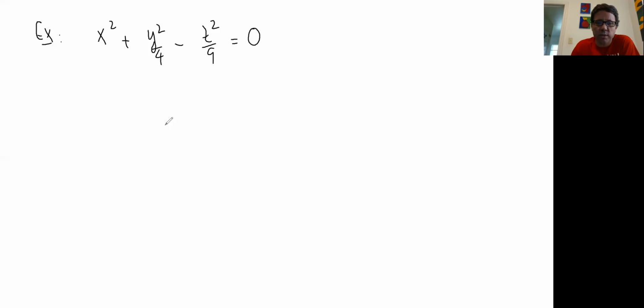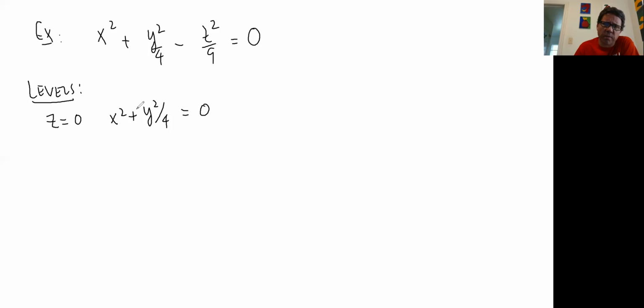So what does that one look like? Well, let's try them here. If z is 0, then I'll get x squared plus y squared over 4 equals 0. And we've seen that one before. The only way that can happen is if both x and y are 0. So the only thing that we get there is just a single point.